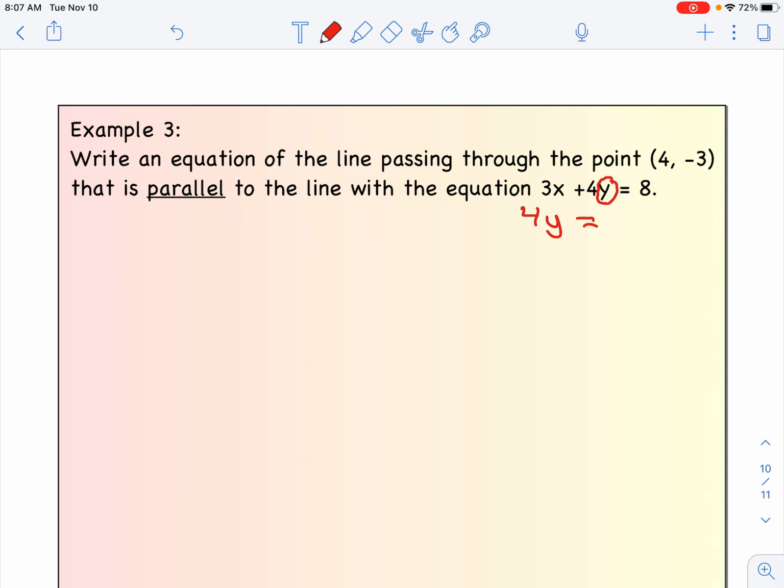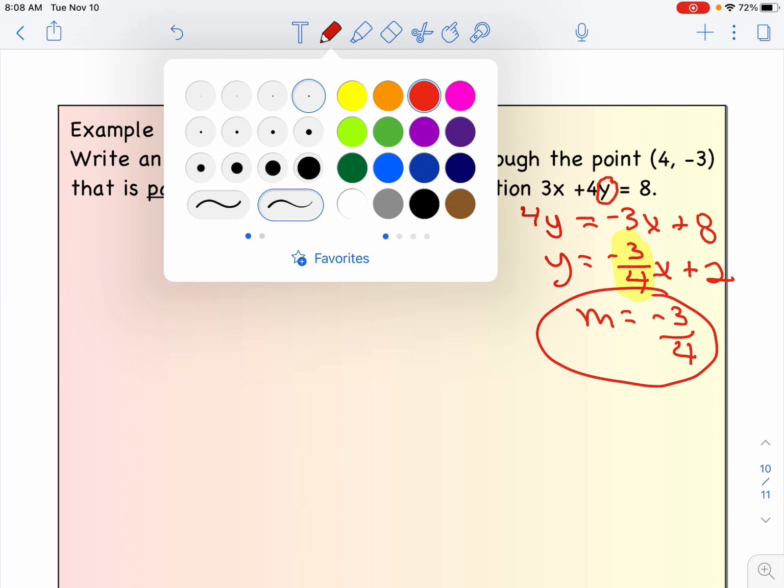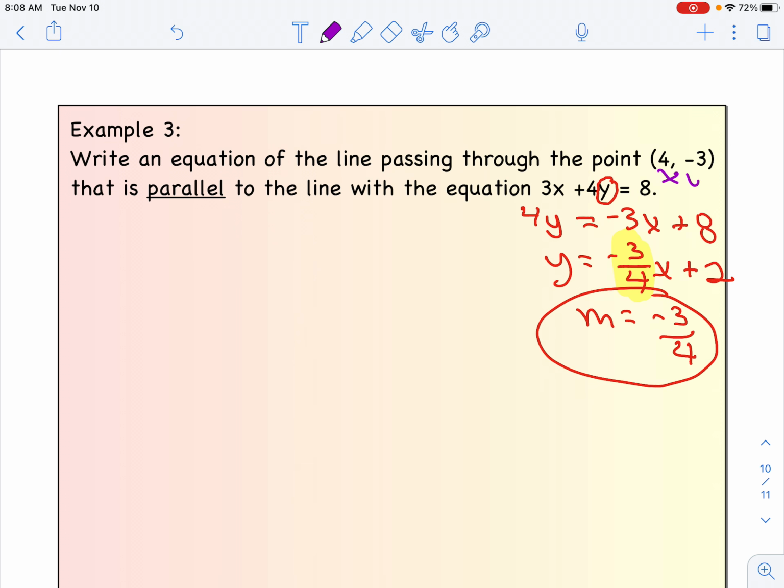So when you subtract 3x from each side, you get 4y equals negative 3x plus 8. And then when you divide by 4 on each side, you get negative 3/4 x plus 2. So your slope is negative 3/4. That's what you're looking for. Okay, now you're going to put it in with this point that you are given to write the equation.